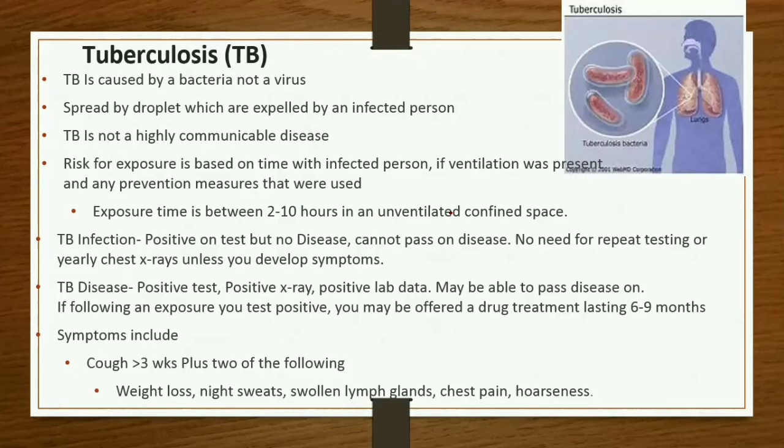If ventilation was present and any prevention measures were used, then exposure time is between 2 to 10 hours in an unventilated confined space. Then TB infection: whenever the test is positive but there is no disease, the infection cannot be passed on. There is no need for repeat testing or chest X-ray unless you develop any symptoms of TB.